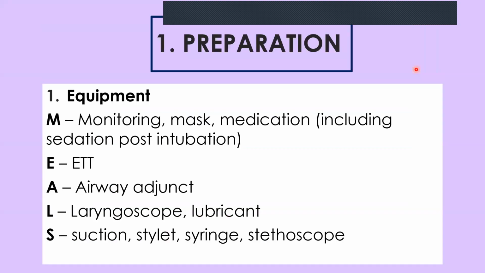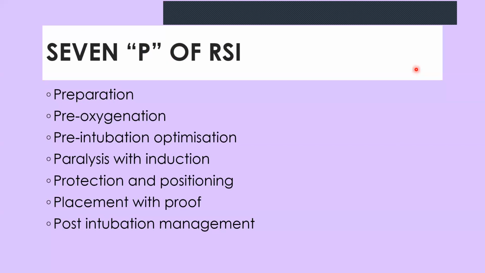So the first one is preparation. What do we need to prepare? Before we start, when you talk about the 7 Ps, it's not just a sequence. For each P, you have to know what the aim of each P is, what you want to achieve, and whether it is achieved or not before you proceed to the next step. Every time you do RSI, you have to remember what you want to achieve. Not just okay, first P done, second P done, third P done. It doesn't work like that. So later Dr. Emilia will explain one by one what the aim for each P is.